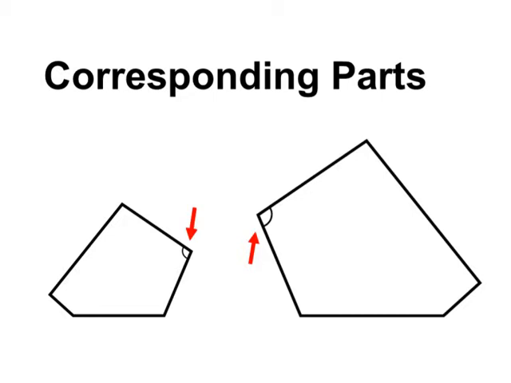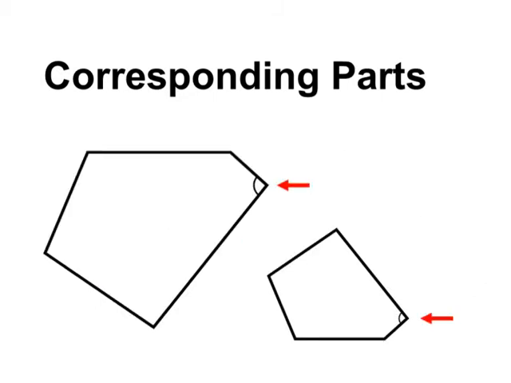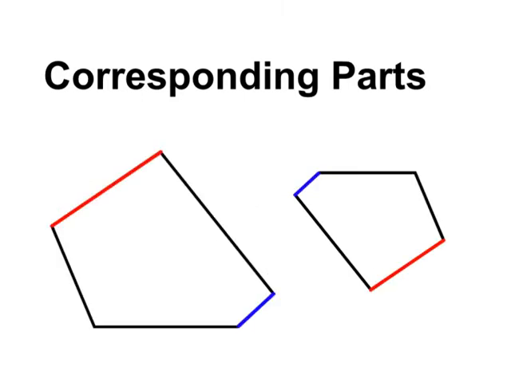When two shapes are similar, each part of one shape corresponds to exactly one part of the other. In similar polygons, corresponding angles are congruent. That means they have the same measure. Here are a couple of color-coded corresponding sides of two polygons. The rules for sides of similar polygons are a bit more complicated than the rules for angles.